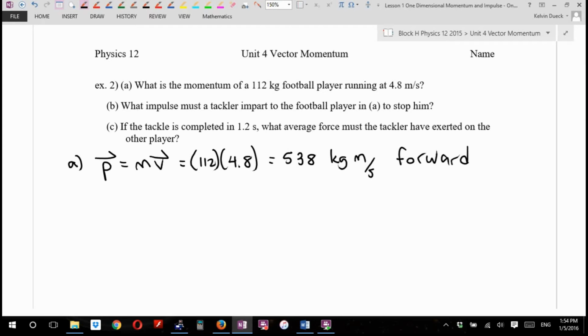Okay? What impulse must a tackler impart to the football player in part A to stop him? What's another word for impulse? Change in momentum. What change in momentum does the tackler need to impart in order to stop him? You can do this without calculating anything.